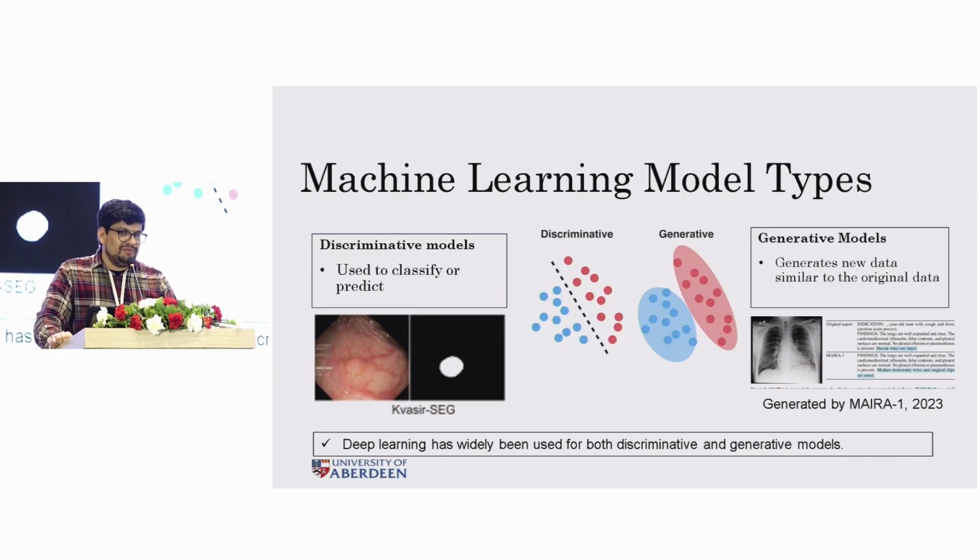And a generative model, in simple terms, generates data. You must have heard about or also used ChatGPT. It's a generative model, and it generates text. On the right-hand side, there is a model developed by Microsoft, which is called MAIRA. Given the image, it describes the pathology or other aspects.